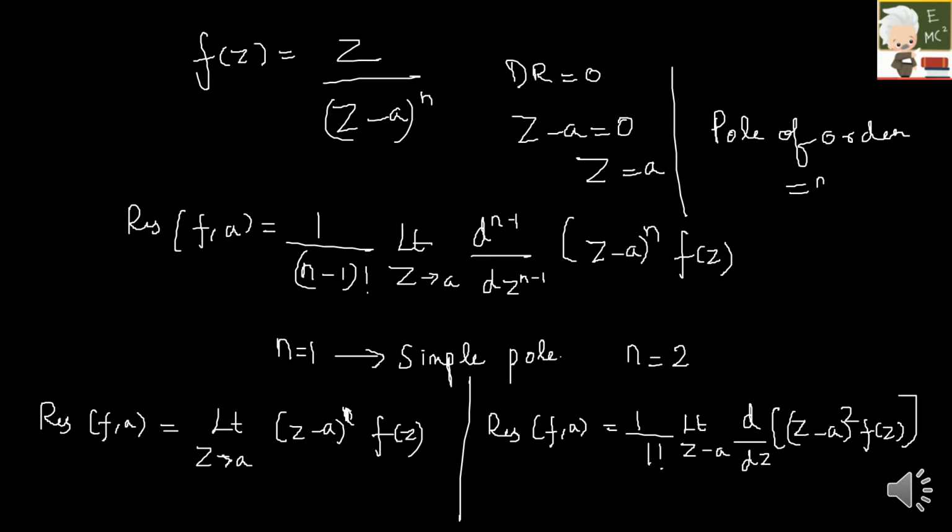So let us solve one or two examples which will make you understand it still more clearly. The first question I'm taking here is f of z is equal to z by (z minus 1) the whole square into (z minus 2).